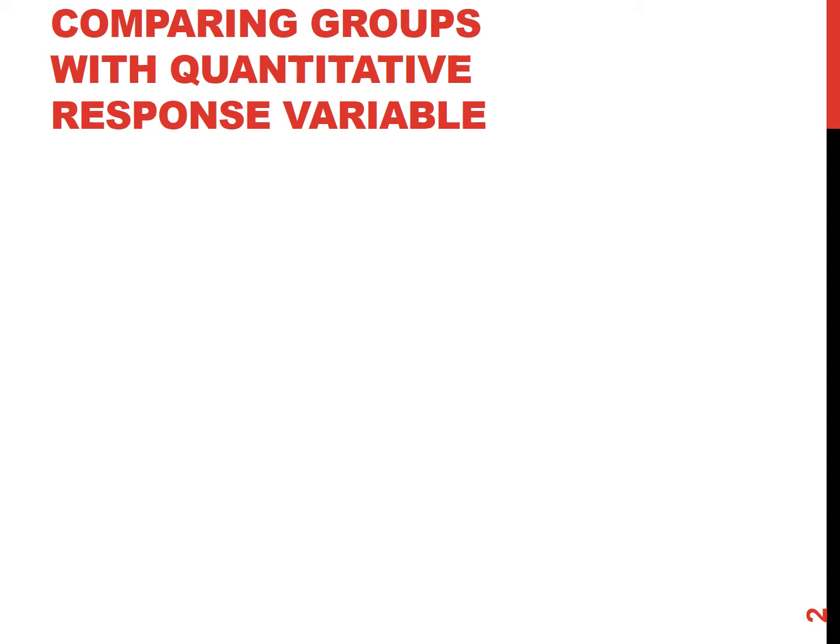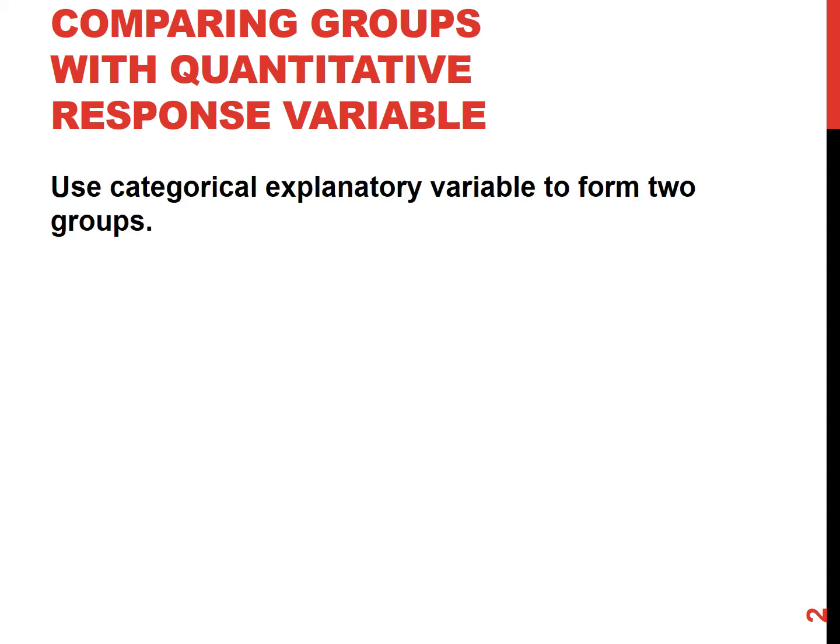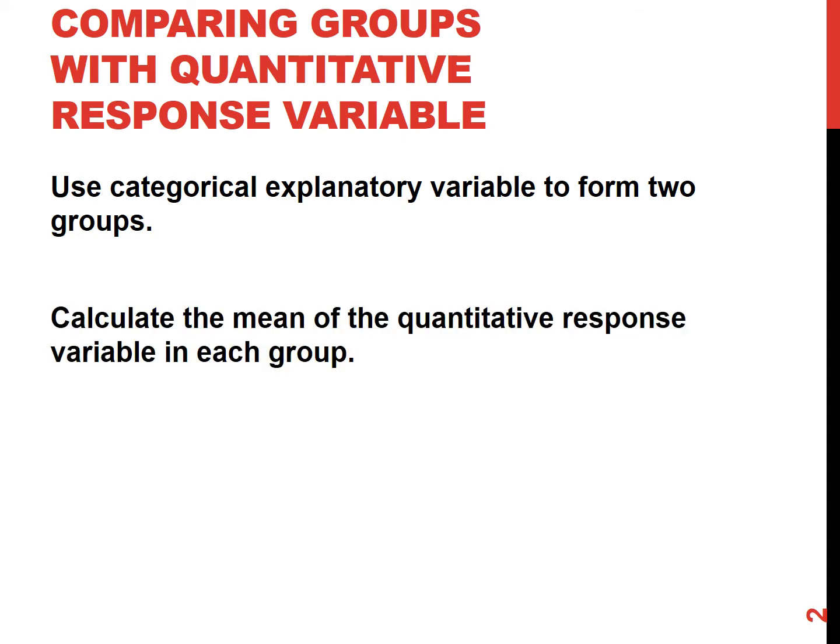When we're comparing groups and we have a quantitative response variable, we use a categorical explanatory variable to form two groups. Then we calculate the mean of the quantitative response variable for each of the two groups. And our sample statistic, which is going to give us a measure of how big the difference is between the responses in the two groups, is going to be found by taking the difference in the mean, so subtracting one mean from the other.